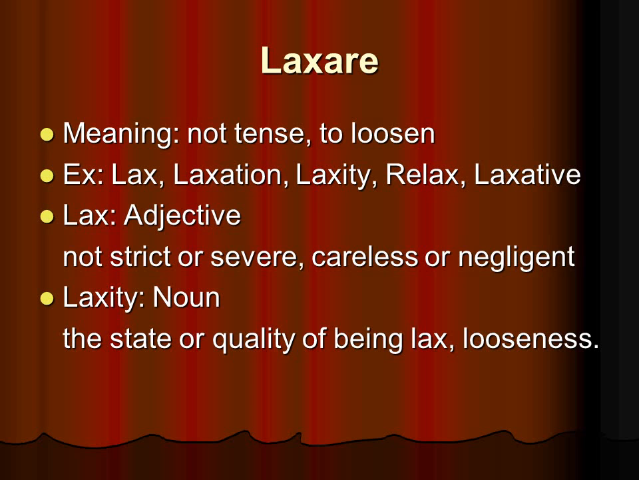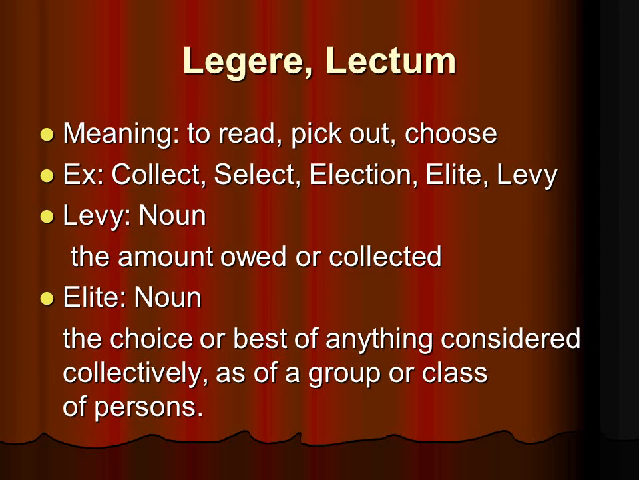The fifth one is legere. The meaning of legere in Latin roots is to read, pick out, and choose. Examples of using legere in English words are collect, levy, and elect. The meaning of levy is a sum of money that you have to pay. And the meaning of elite is the choice or best of anything considered collectively.